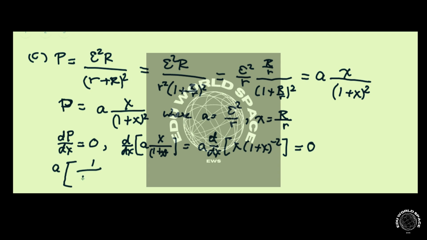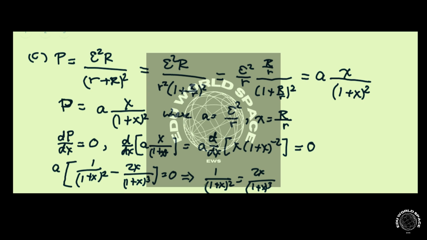here I have 1 over (1 plus x) squared minus 2x over (1 plus x) to the third, and that's equal to 0. And so if I move this guy to the other side, so remember A multiplies everyone, then I have 1 over (1 plus x) squared is equal to 2x over (1 plus x) to the third.